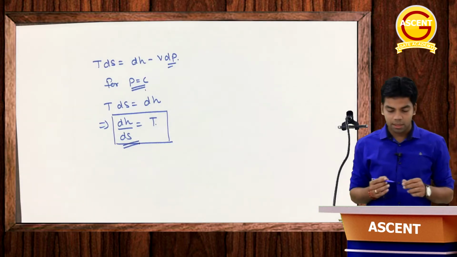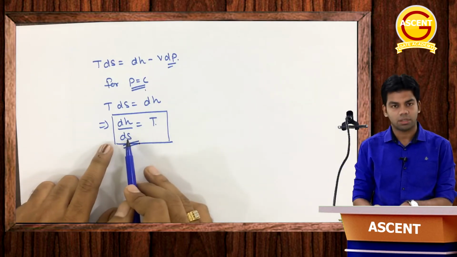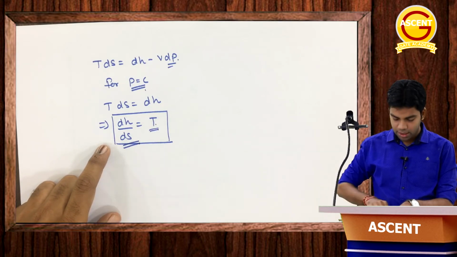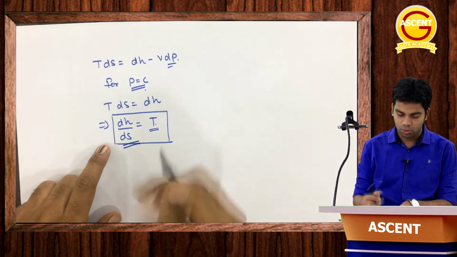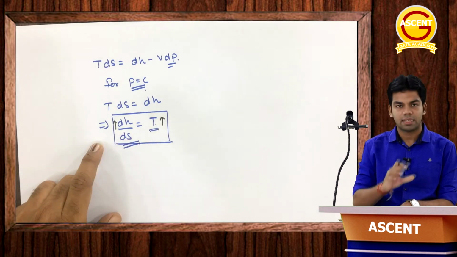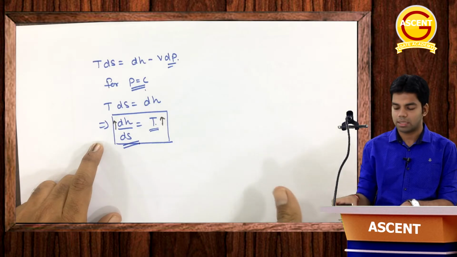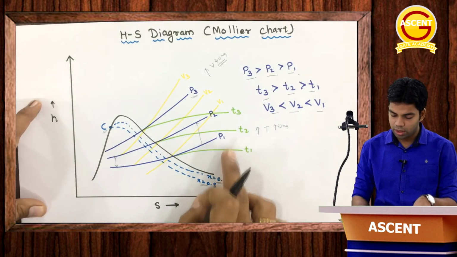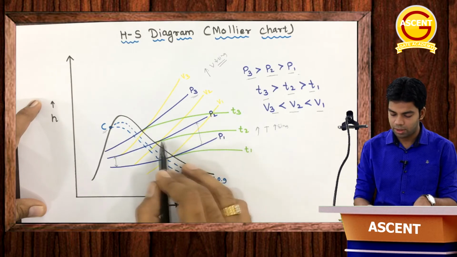Now what does this mean? This is the slope of the constant pressure curve. So dH by dS is equal to T. That means as temperature increases along the constant pressure curve, obviously the slope will increase, and this is the reason why the constant pressure curves diverge. You can see here, as temperature increases, we have T1, then T2, then T3.